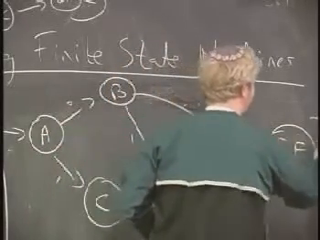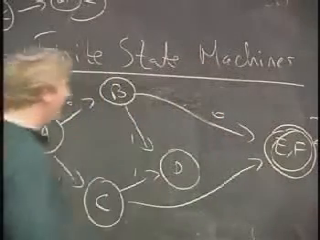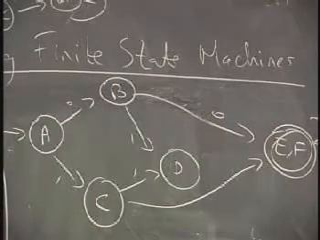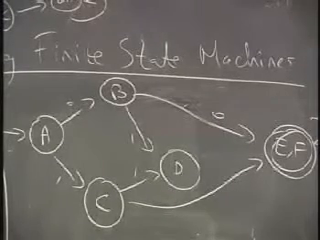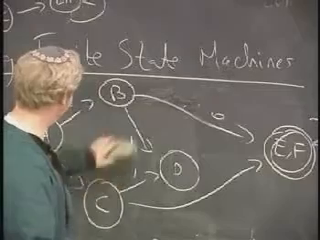EF it's called. It's a final state. So that collapses. And then there's two other things that collapse. B and C. They're the same. It just becomes a line state.